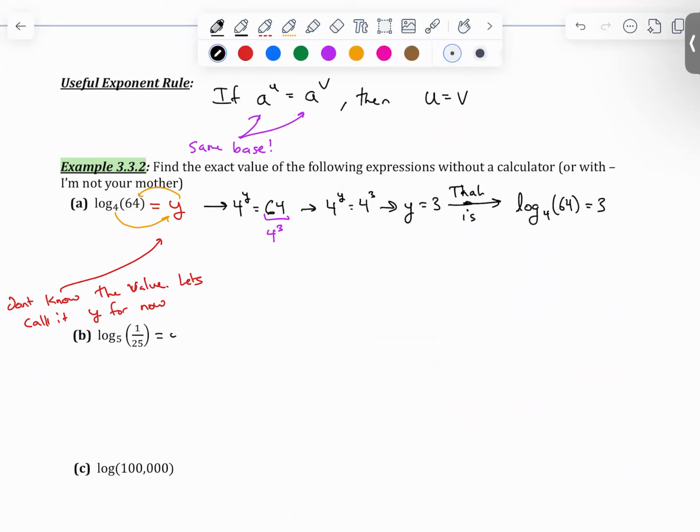We'll assume that this is some value y, and we'll do the curly Q thing, which tells us 5 to the y is equal to 1/25th. And so 1 over 25, that's the same thing as 5 to the negative 2. So we've got y is equal to negative 2, which means that log base 5 of 1/25th is equal to negative 2. I should have been boxing in my answer.